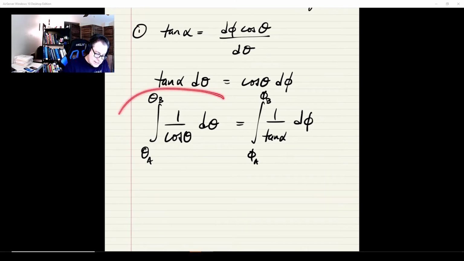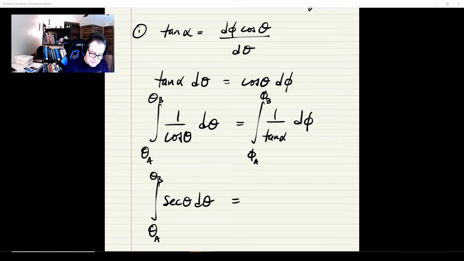Well, let's take this side first. We're looking at 1 over cosine, and that's secant. So this means I have the integral from theta A to theta B of secant theta d theta equal, and actually this is differential in phi, and that is tangent of alpha, which would be constant over the change in the longitude. So you can factor that guy out. It's a constant. Alpha is a constant, so the tangent of alpha is a constant, and it then looks like this.